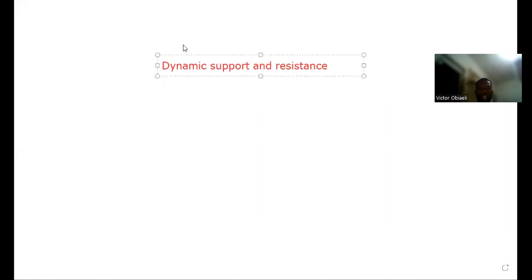All right, guys. So today we'll be talking about the dynamic support and resistance. Now, why dynamic support and resistance? Remember I said the support and resistance are what actually give the market a structure and enable the market to move in a wave-like direction, just like this.